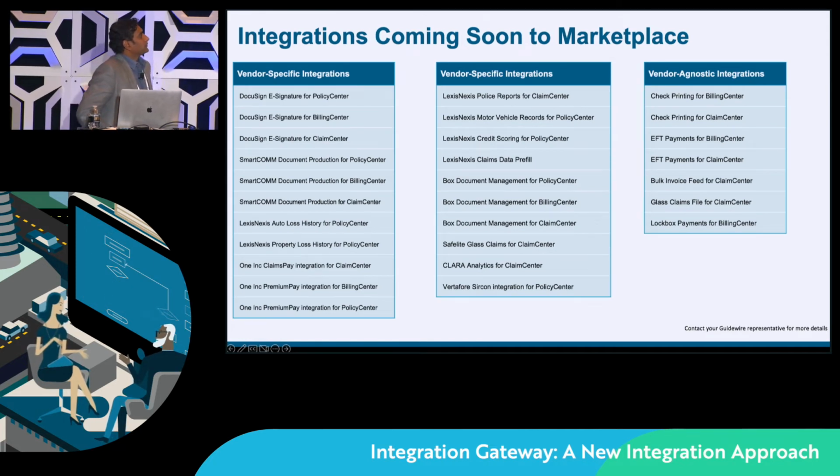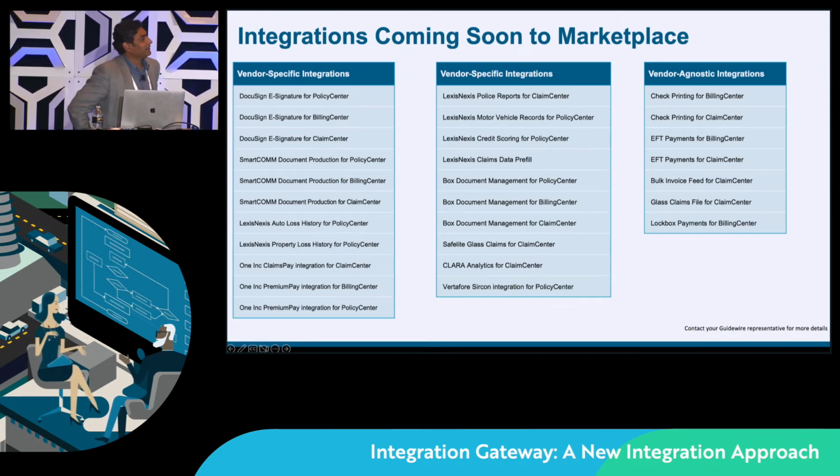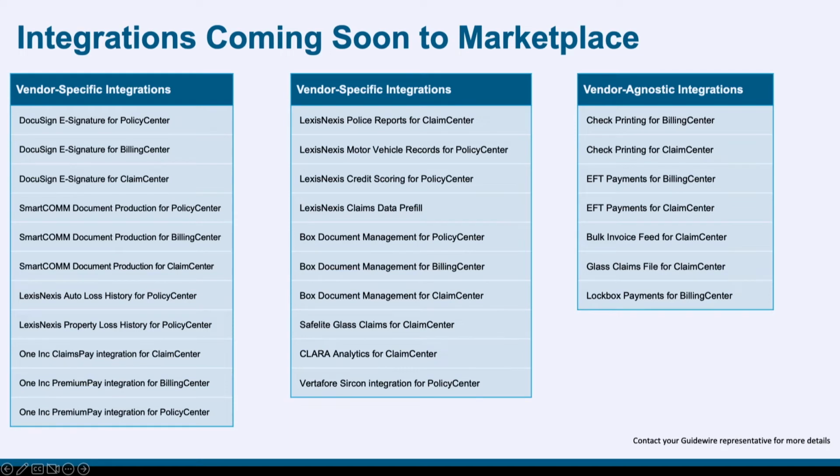This is kind of the futures. You can see there's a bunch of integrations listed here. All these integrations have been built on the Integration Gateway architecture, or the cloud integration framework architecture. There are two flavors: vendor specific integrations and vendor agnostic integrations. As an example, we're talking about LexisNexis. There's a LexisNexis claims file for ClaimCenter.